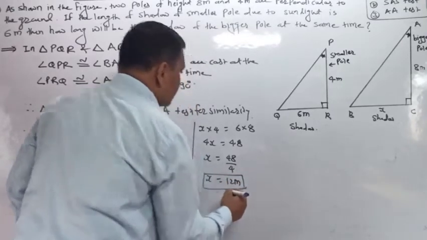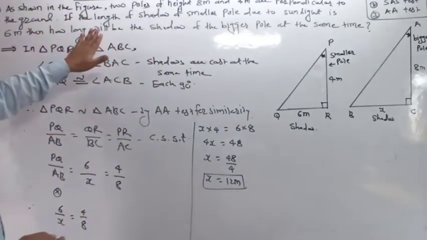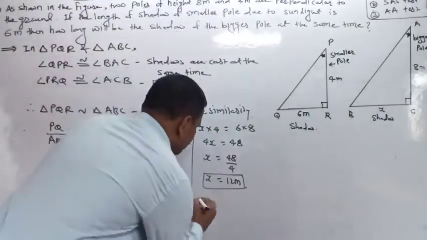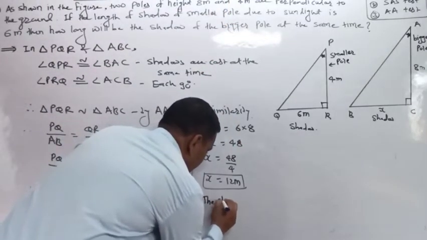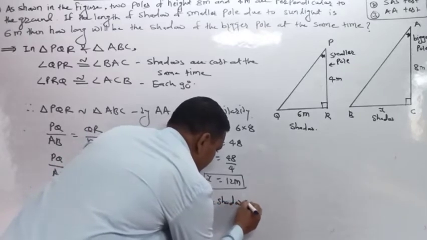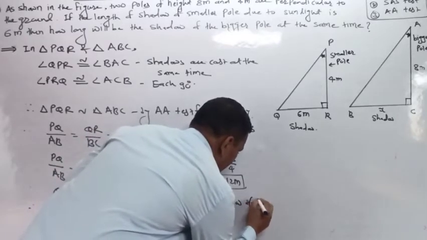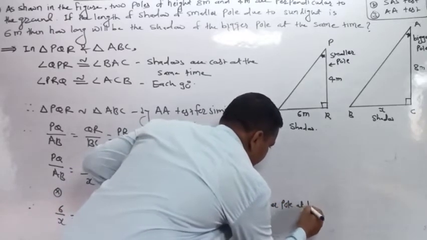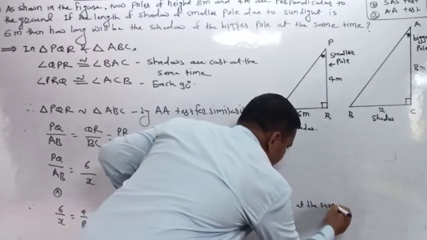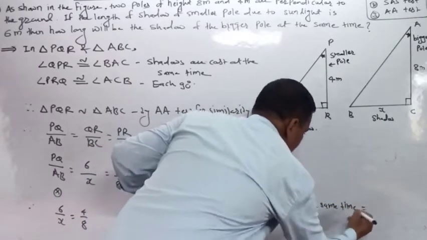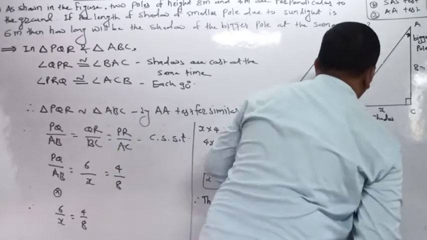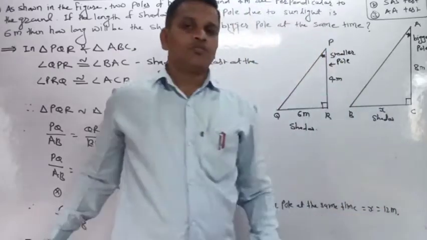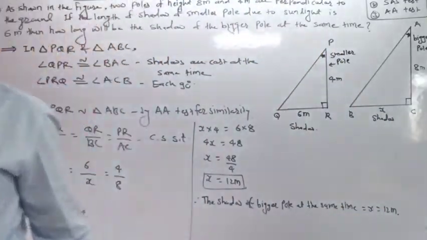Understand? Now write the answer in a complete sentence. We get, therefore, the shadow of the bigger pole at the same time is equal to x, equal to how much? It's 12 meters, right? Pause the video and write the answer.